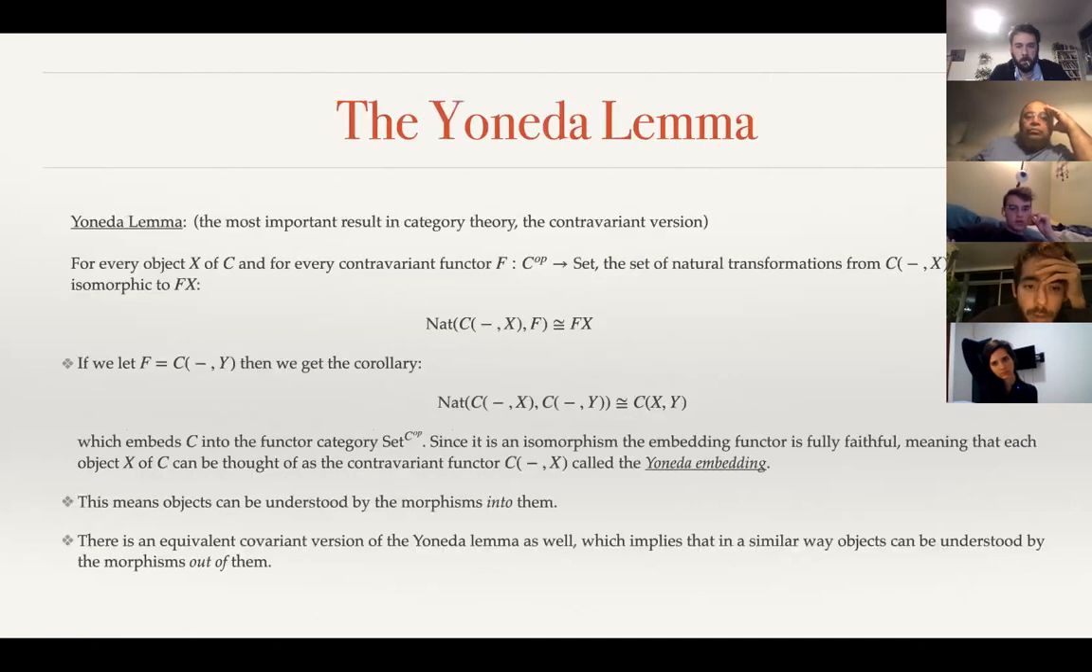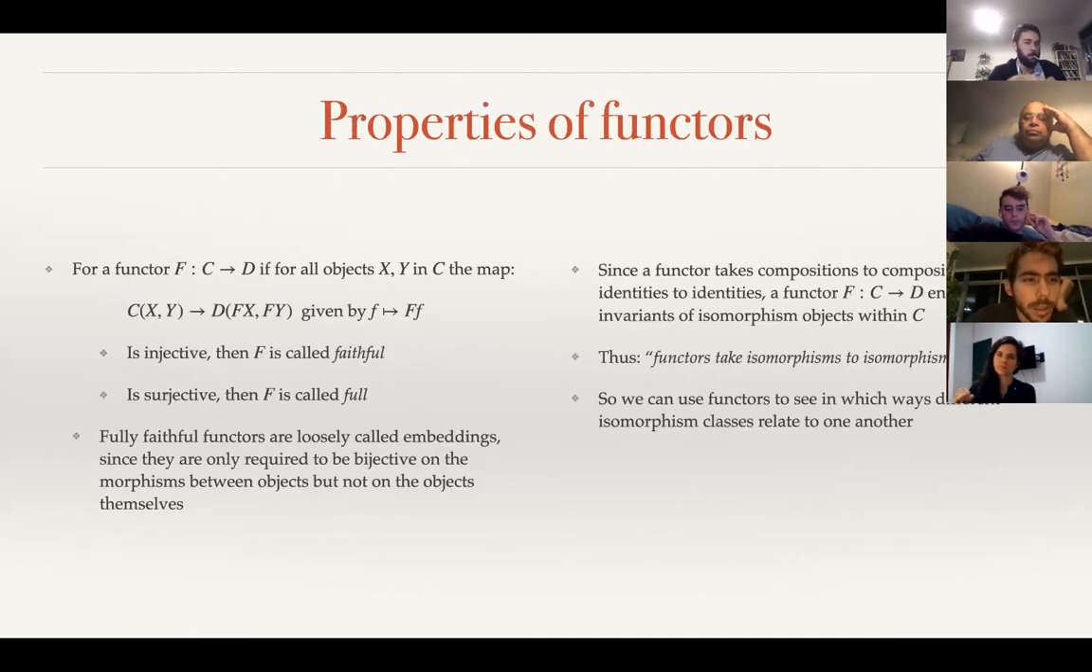Is the faithful property related to the hom-set, like the number of morphisms between two objects? So yes, it's preserving the size of the hom-set. It will preserve the size of the hom-set in the image. What I mean by in the image is that it'll preserve it for all Fx and Fy, because you might not hit all the objects in the category D. But in the image of it, it will.